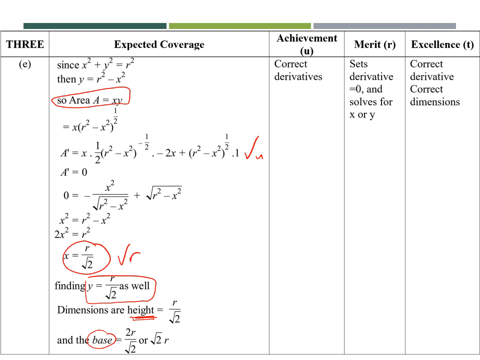So hopefully that makes sense anyway. Bear in mind that my x, which was 1 over root 2 r, is not actually the dimension of the base. So I needed to times that by 2 to get my base. Yeah, so I wouldn't have got an excellence on that question, but hopefully that makes sense.